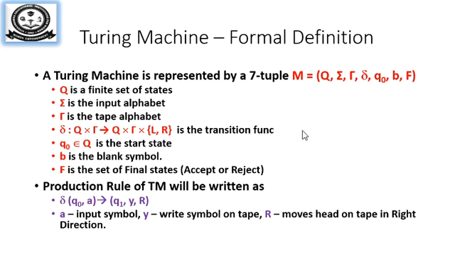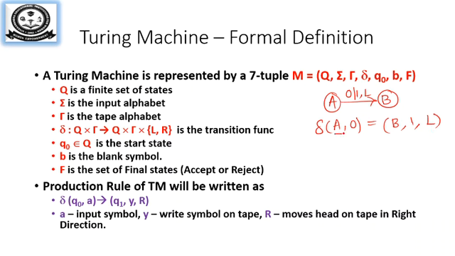So if you have a state A and a transition to B for the symbol 0, where 1 should be written and I have to move in the left direction, then you will write the tau function as tau(A, 0) = (B, 1, L). Here A and B are states, 0 and 1 are the symbols, and L is the direction in which the tape head has to be moved.